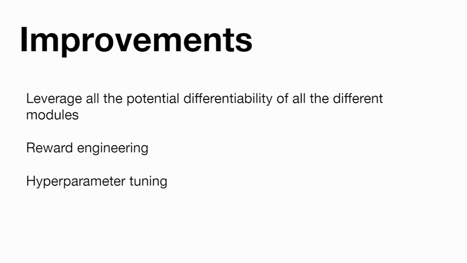Some improvements can be made to the project. For example, we can leverage the potential of the full differentiability of all the agent modules, since currently they do not conform one single computational graph. Also, we can explore how some changes in the reward can affect learning. And in the end, we can do some hyperparameter tuning that can, for example, foster exploration more.